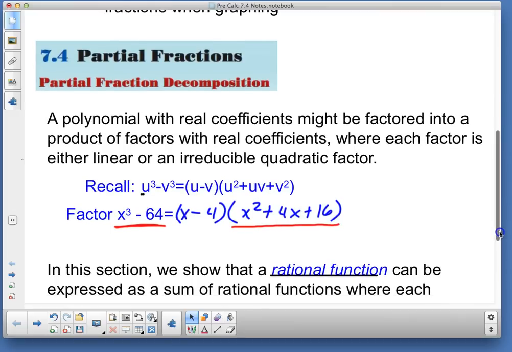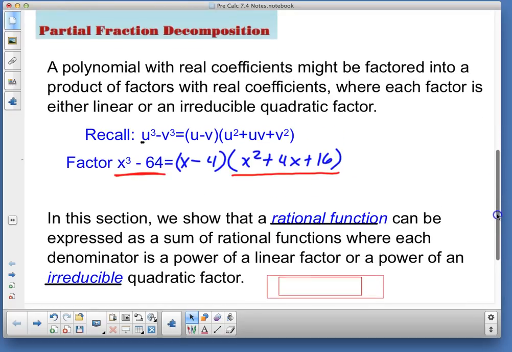Okay, so here's the deal. A polynomial with real coefficients might be factored into a product of factors with real coefficients where each factor is either linear or an irreducible quadratic factor. So recall from chapter P, u cubed minus v cubed has a pattern: u minus v, the quantity, times u squared plus uv plus v squared. So we can factor x cubed minus 64 to be x minus 4 and x squared plus 4x plus 16, which is the irreducible quadratic factor.